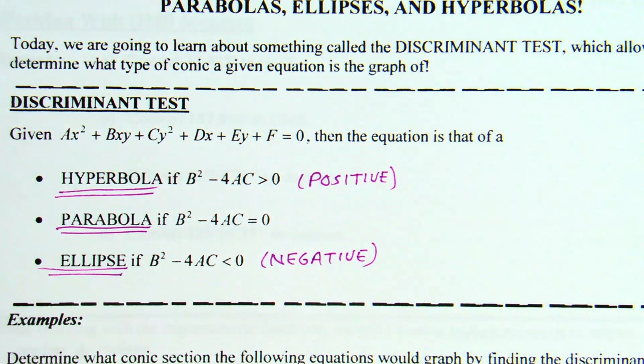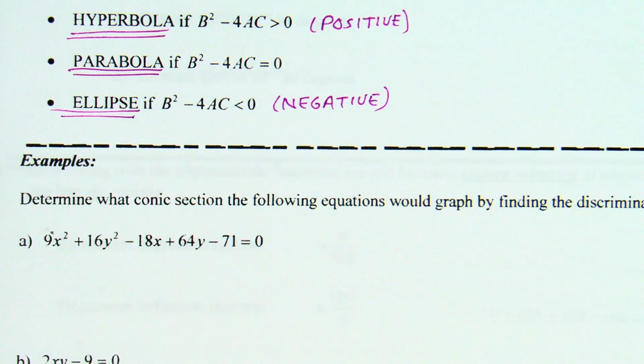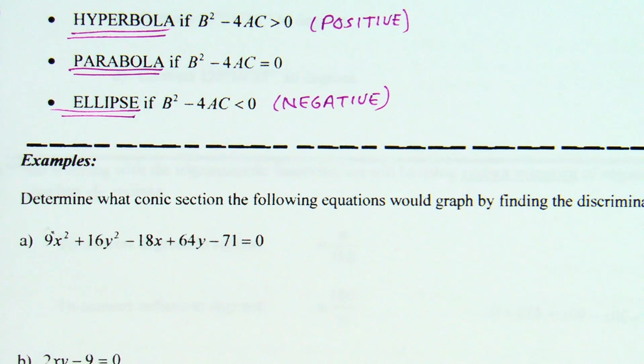So let's look at these real quick. Determine what conic section the following equations would graph by finding the discriminant. I'm not asking you to graph it, I'm just asking: what is this? Is it going to be a parabola? Is it going to be an ellipse? Is it going to be a hyperbola?